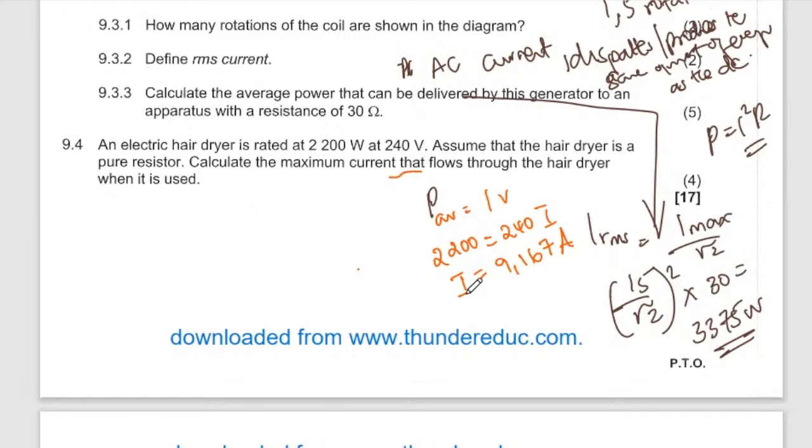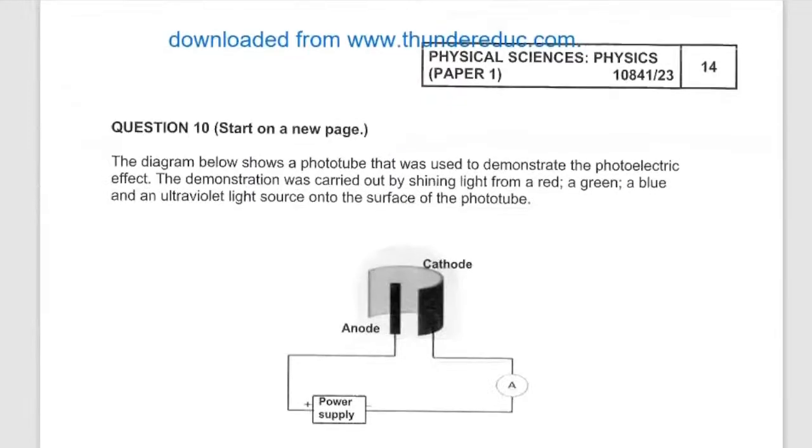The question wants the maximum current. So for us to get the maximum current, you must get the I RMS times the square root of 2, which means my answer of 9.167 times the square root of 2, I'm getting 12.196 amps. That is 9.5. Then question 10.